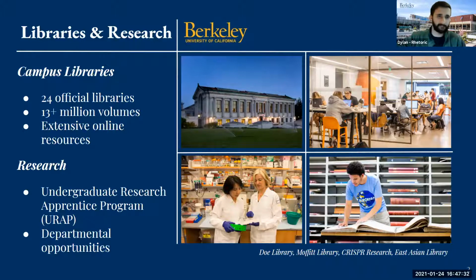We have 13 plus million volumes. We have extensive online resources. Sometimes I forget how official and nationally esteemed this university is, because we have copies of first edition Mark Twain books and these first drawn maps. We have very historically important texts here. So that's something you should definitely take advantage of, because if you're writing a book or a paper, if you cite Mark Twain's first edition of something, that's going to look pretty sick.